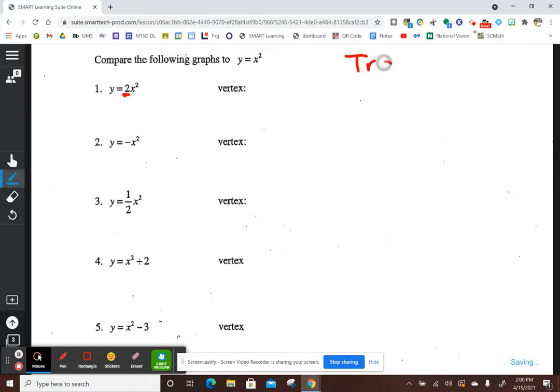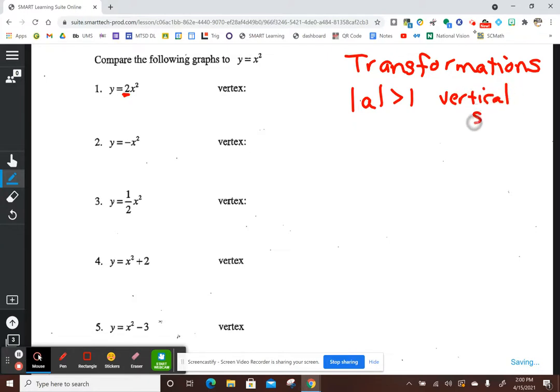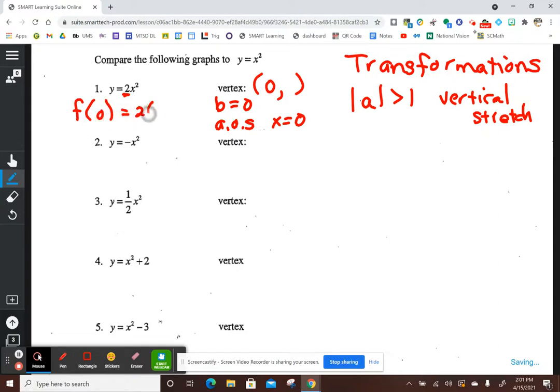So we're going to go over the types of transformations. So now, these rules are the same you've learned before. When the absolute value of a is greater than 1, it's a vertical stretch. And with a parabola, that means it becomes narrower. Okay? Now, to find the vertex, we know that when b equals 0, the axis of symmetry is x equals 0. So we know the x value of our vertex is 0. To find the y value, we do f of 0. And in this case, the y value is also 0.